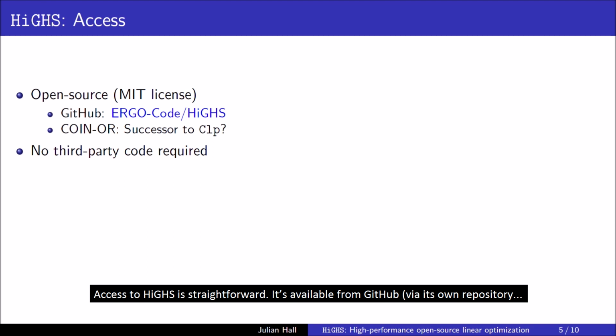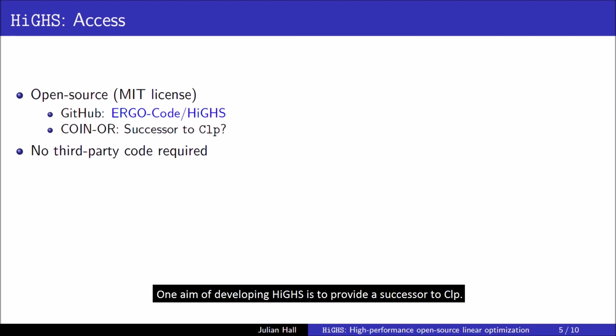Access to HiGHS is straightforward. It's available from GitHub via its own repository and CoinOR as open source under the very permissive MIT license. One aim of developing HiGHS is to provide a successor to CLP. HiGHS requires no third-party code.